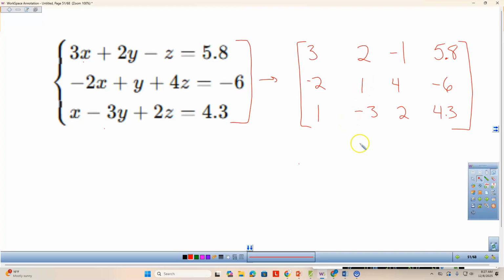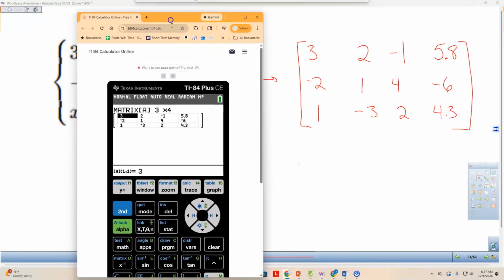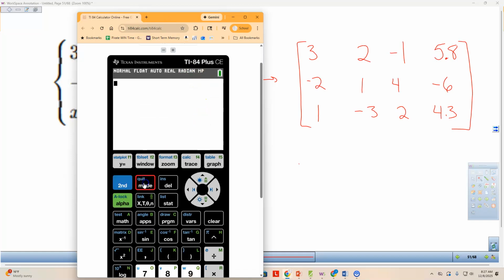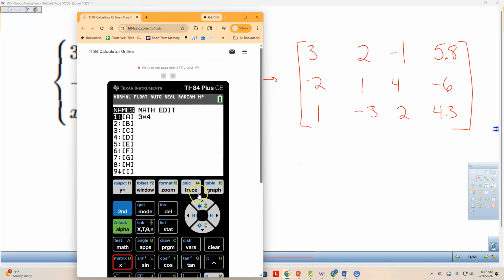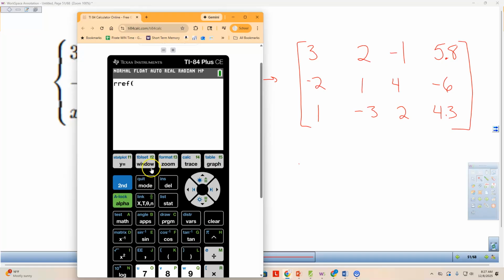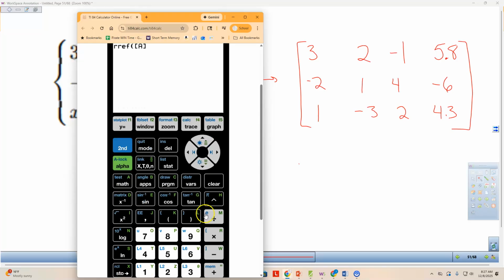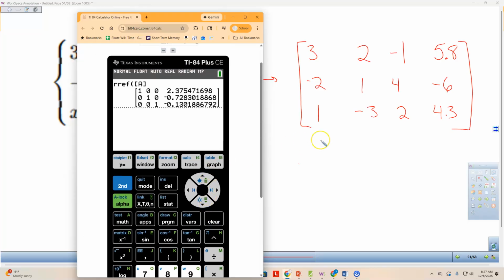Alright, once I have it in a matrix, I grab my calculator. I plug in the matrix. Which button is it? Augment, identity. Reduce row echelon form, please and thank you. And then I just hit enter on that matrix. Jiminy Crickets, those are gross answers. Hold on.